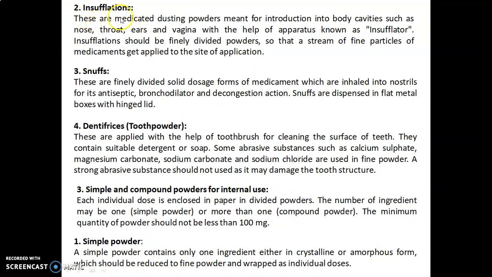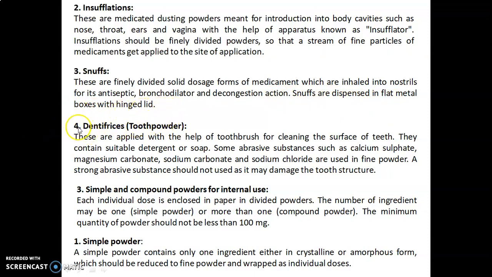Insufflations. These are medicated dusting powders meant for introduction into body cavities such as nose, throat, ears and vagina with the help of an apparatus known as an insufflator. Insufflations should be finely divided powders so that a stream of fine particles of medicaments gets applied to the site of application. Snuffs. These are finely divided solid dosage forms of medicament which are inhaled into the nostrils for their antiseptic, bronchodilator and decongestant action. Snuffs are dispensed in flat metal boxes with a hinged lid.